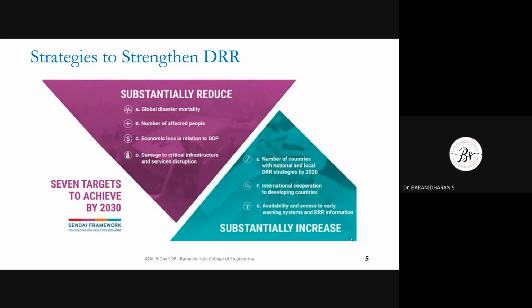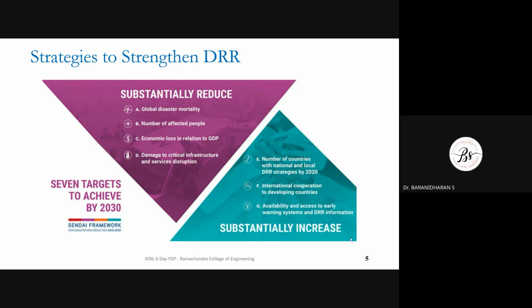With respect to strategies to strengthen disaster risk reduction, the first thing is that these disaster risks are mapped with sustainable development goals. I will come to that later on. With respect to the framework or the strategies to strengthen disaster risk reduction, there are 7 key factors. That comes from the Sendai framework, which is in force till 2030, where all the people around the countries have agreed to follow this.